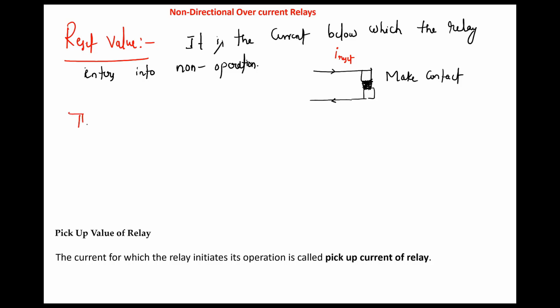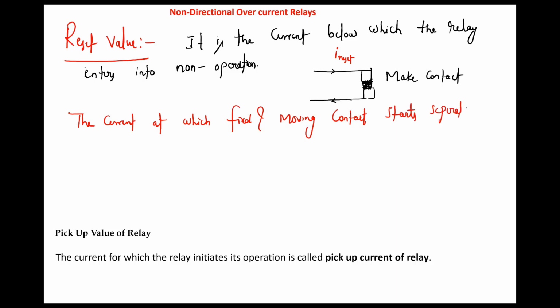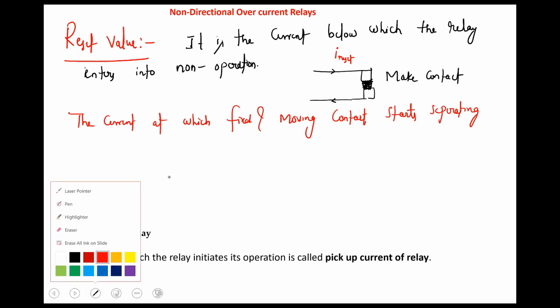So the current at which the fixed and moving contact starts separating is called reset current. Okay, so one is the pickup current, the other is a reset current.